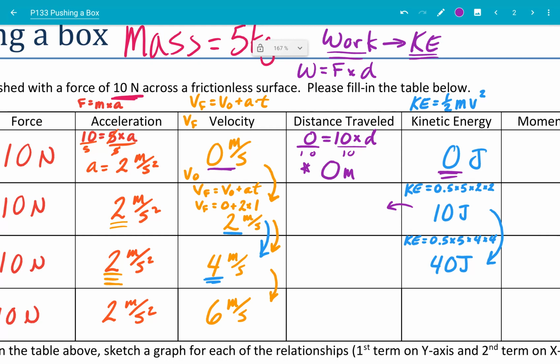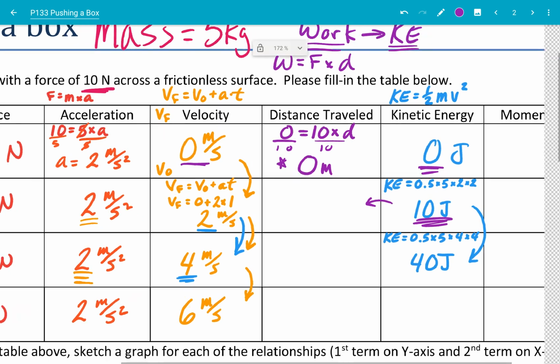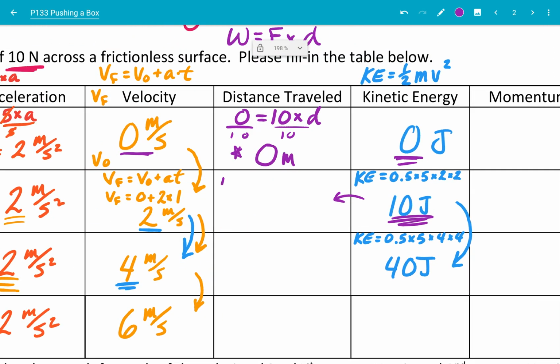For the one below it, we will have done 10 joules of work to give it 10 joules of kinetic energy. So again, we'll have 10 equals our force of 10 times our distance, which is unknown. Divide both sides by 10, and we get a distance equal to 1 meter.